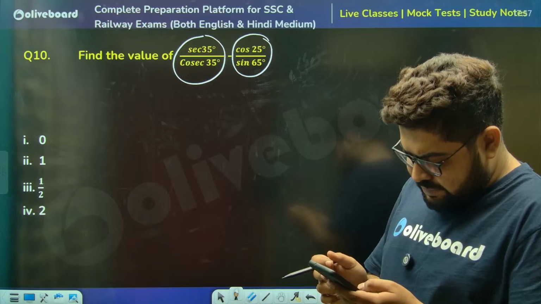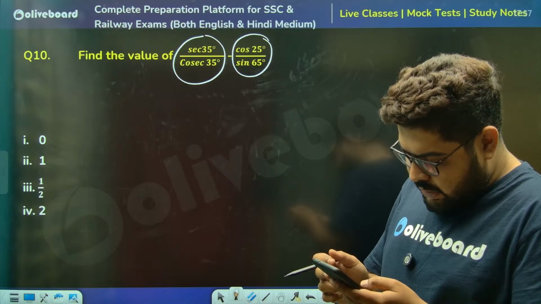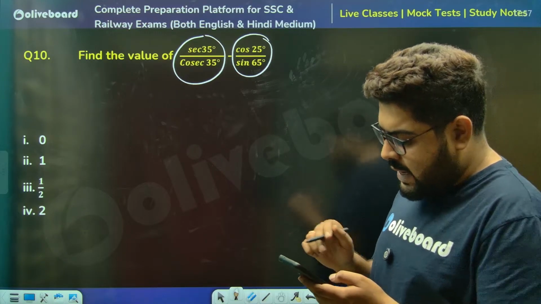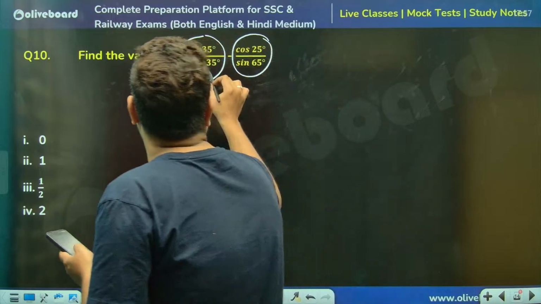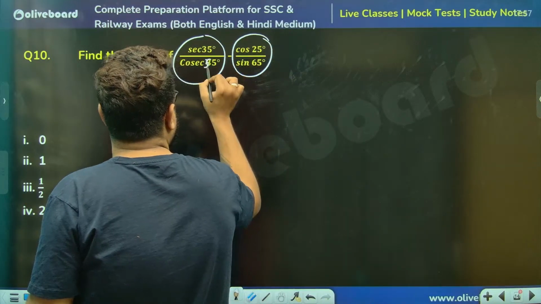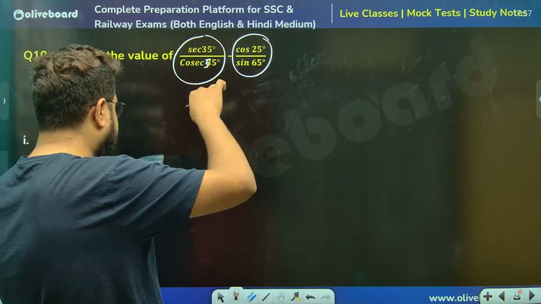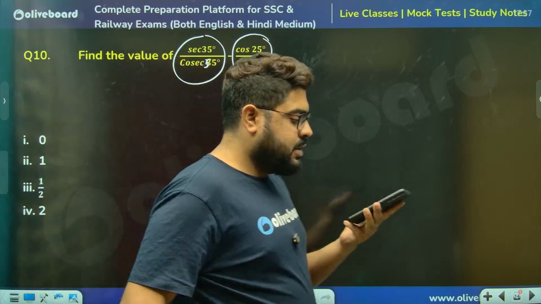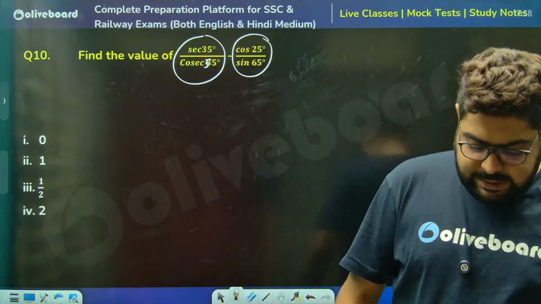This one. Find it and take it out. It was sec 35 by cosec 55. See, they messed it up. Say cos 25 sin 65. Yes, 0, 1, half, 2, 4 options.